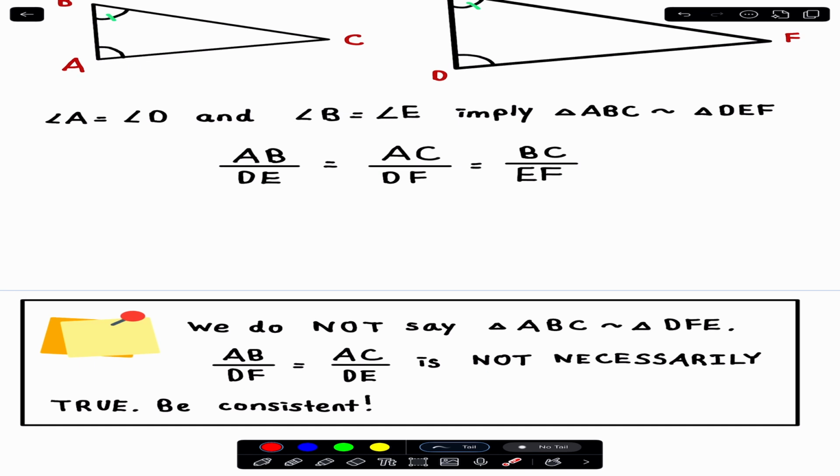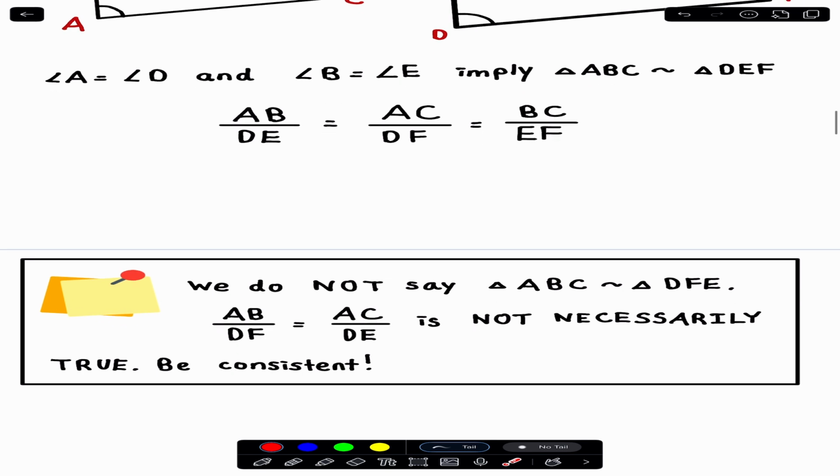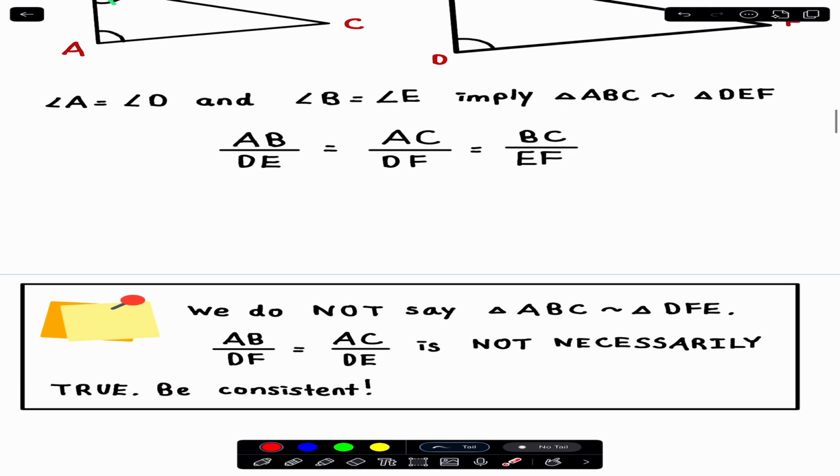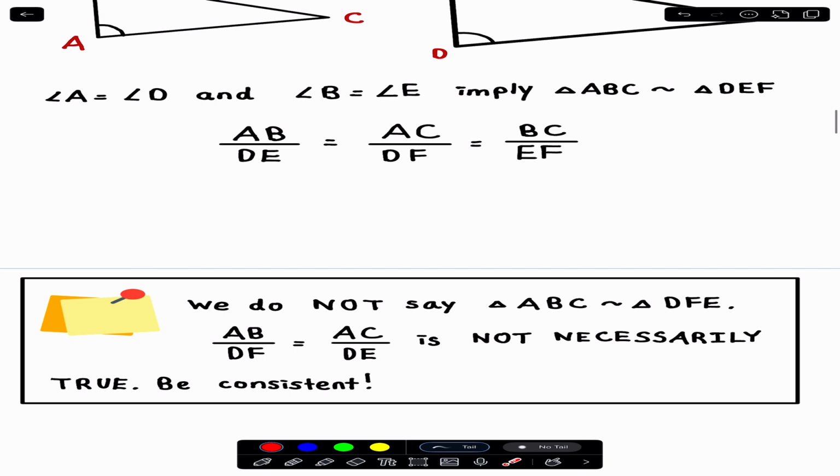And the reason why it's so important to get your similarity relationship right from the get-go is because if it's not, you would write out your ratio of sides like this: AB over DF equal to AC over DE. And that is not necessarily true. It could be true, maybe by luck, but then you would get the answer by luck. It's not always true though.